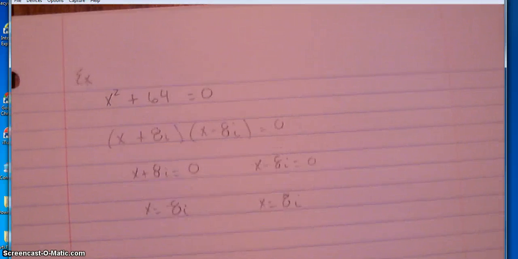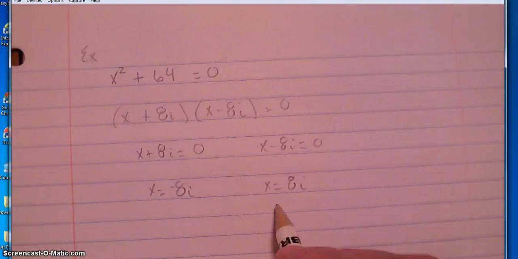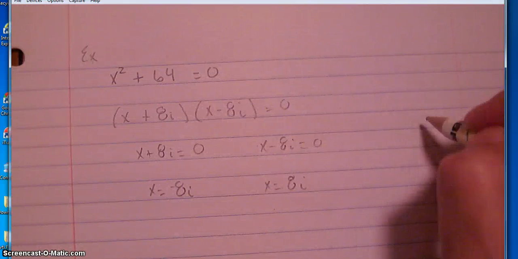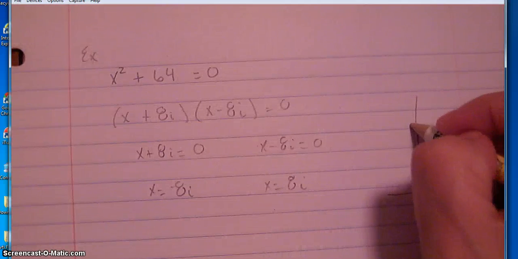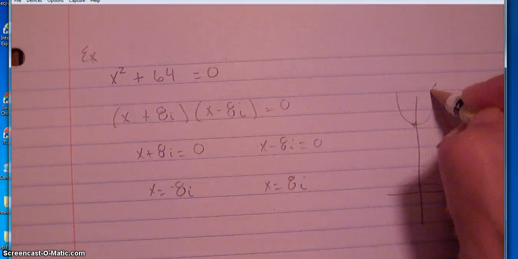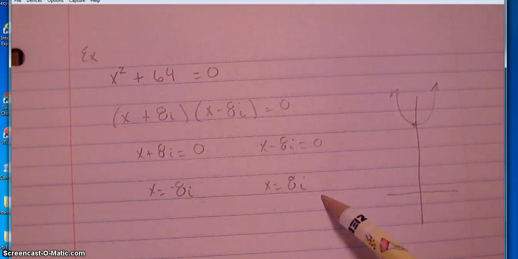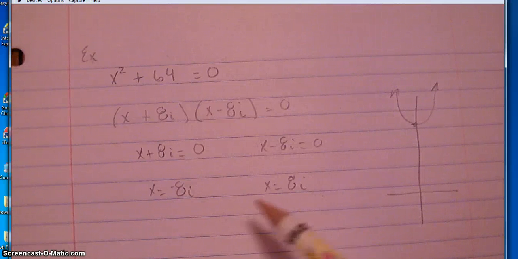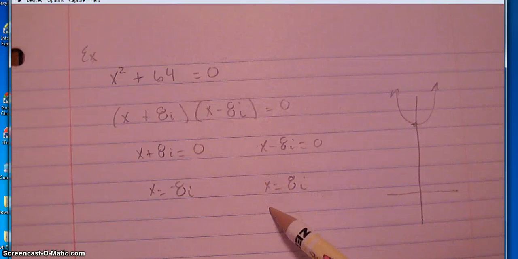Okay, so these are not going to be x-intercepts now, because they won't cross. They're solutions, they're roots, but they're not going to be x-intercepts. If I were to graph this, my y-intercept would be all the way up here at 64, and the graph would be floating up here in space. So it's not going to cross the x-axis. These are my imaginary roots because we don't see them; they have the i's with them. So this is how you would solve a sum of squares.